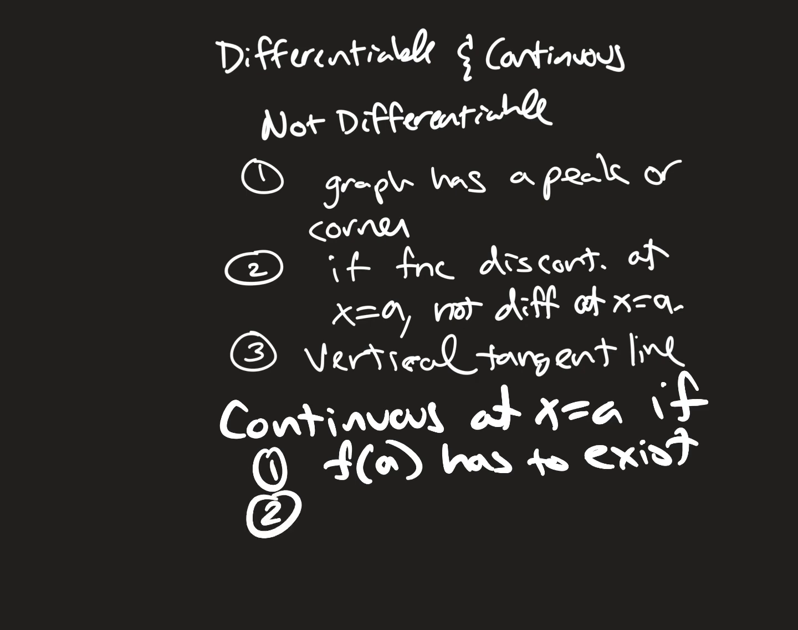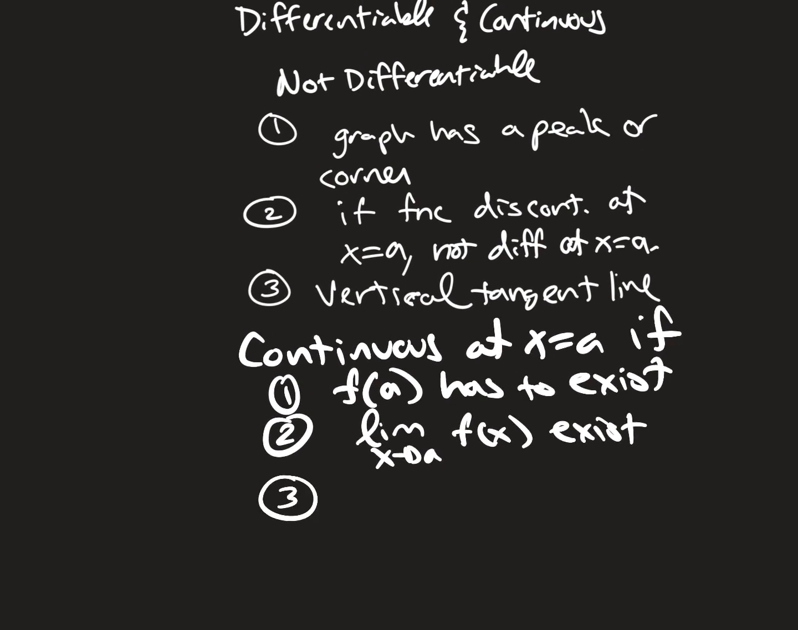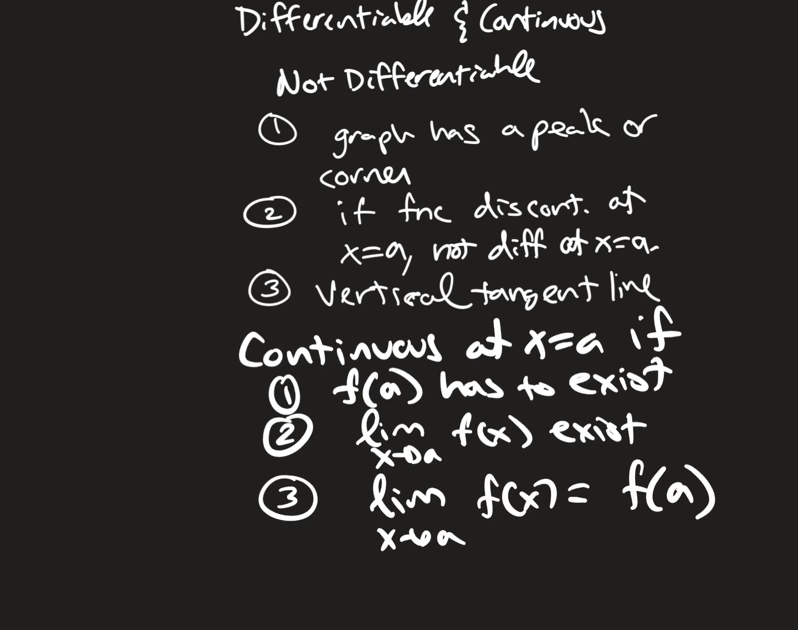Second thing that has to be the case is the limit as x goes to a of the function has to exist. So it has to have a limit. And the third case is putting these 1 and 2 together. The limit as x approaches a of the function has to actually be the y value there. It has to actually equal f of a.